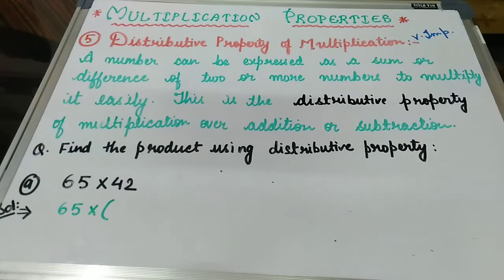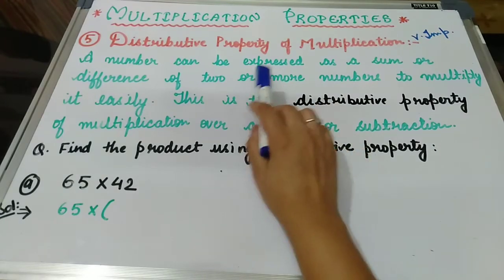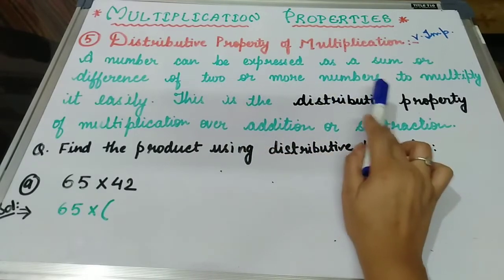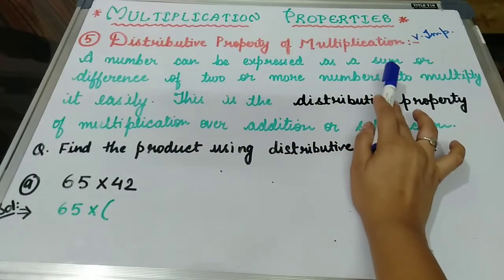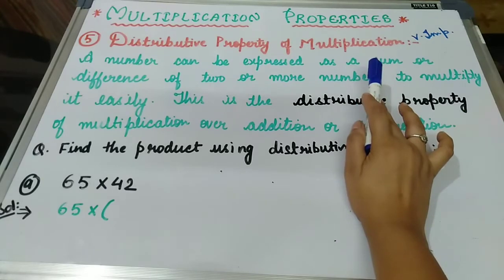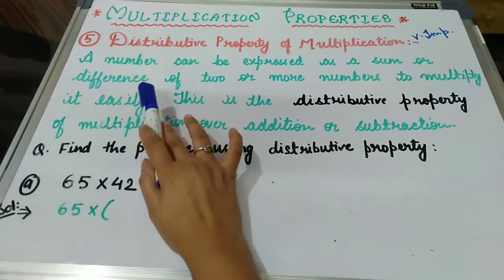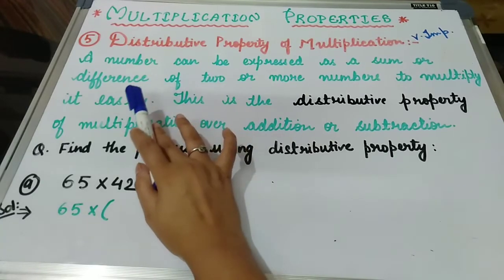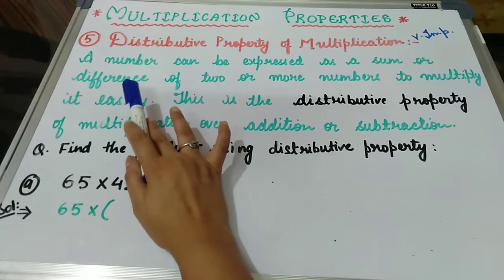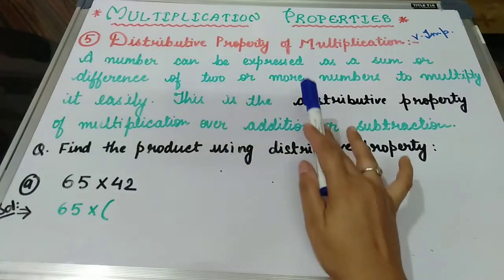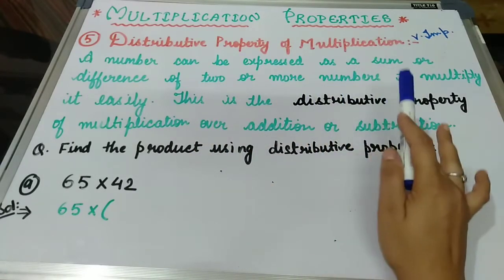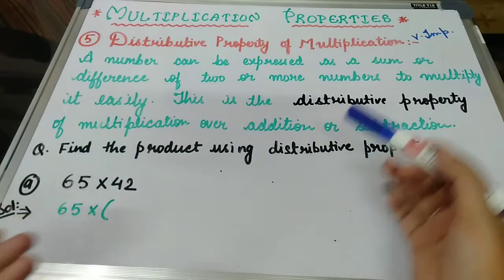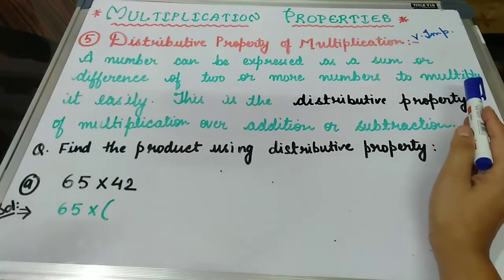It says a number can be expressed as a sum or difference of 2 or more numbers. Now in your class you have to study only about the sum, but for higher classes also, the number can be expressed in the form of a sum and difference. What is difference? Difference means in the form of subtraction, of 2 or more numbers, to multiply it easily. Now why can it be expressed? So that our multiplication becomes easier.